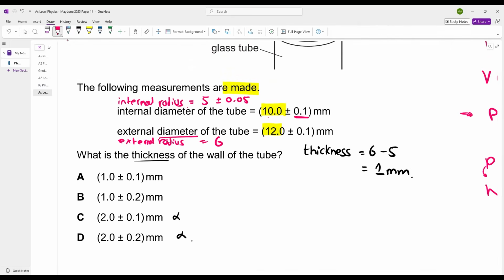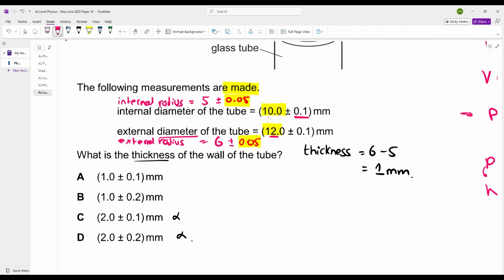Similarly, external radius आपने external diameter को divide by 2 करके निकाला था. That is 12 divided by 2, that is 6. 0.1 को भी divide by 2 कर दो, that is 0.05. आपके पास internal radius की भी uncertainty आ गई, external radius की भी uncertainty आ गई. Can you calculate the uncertainty in thickness?